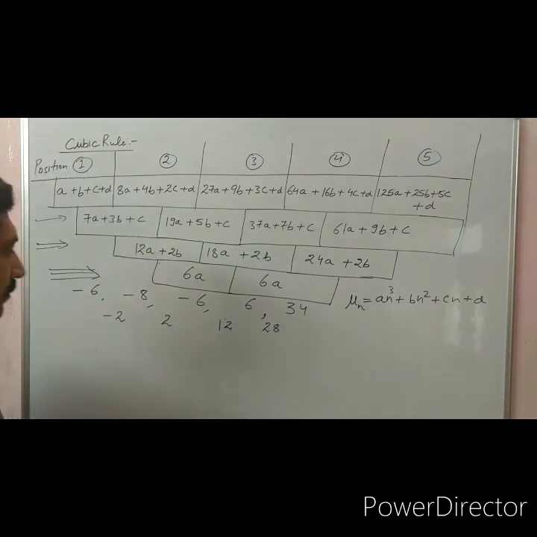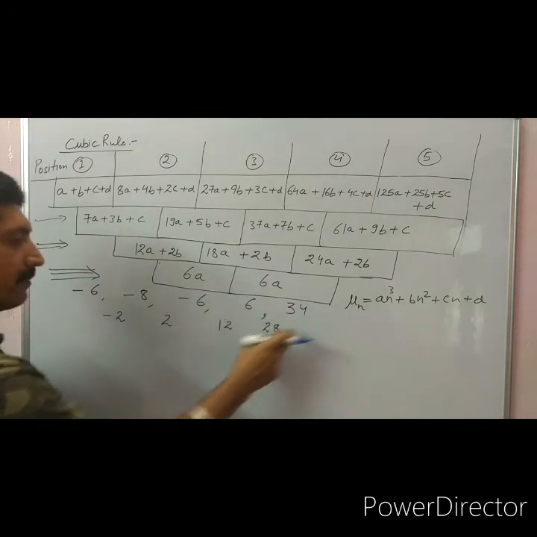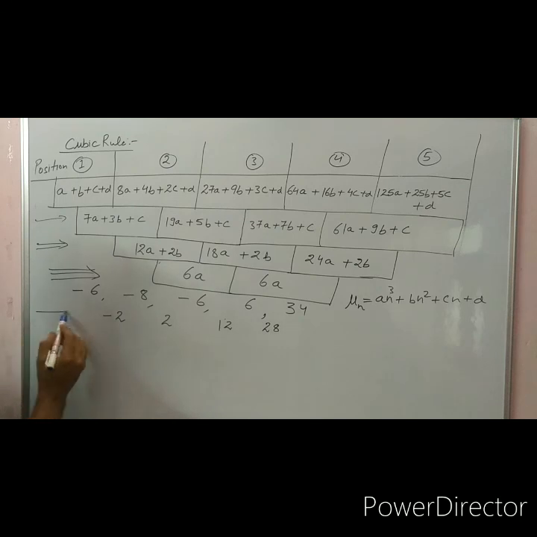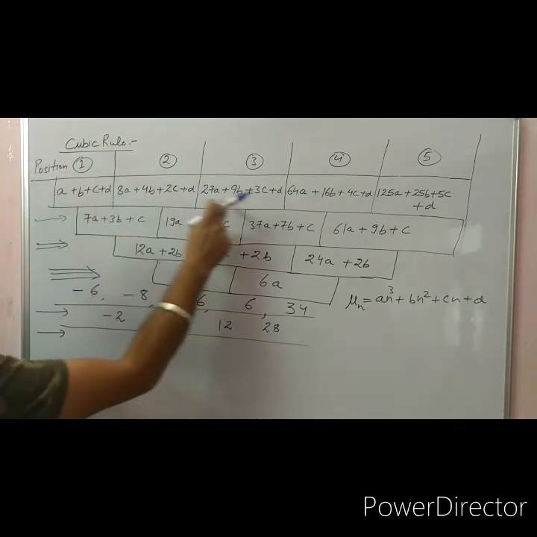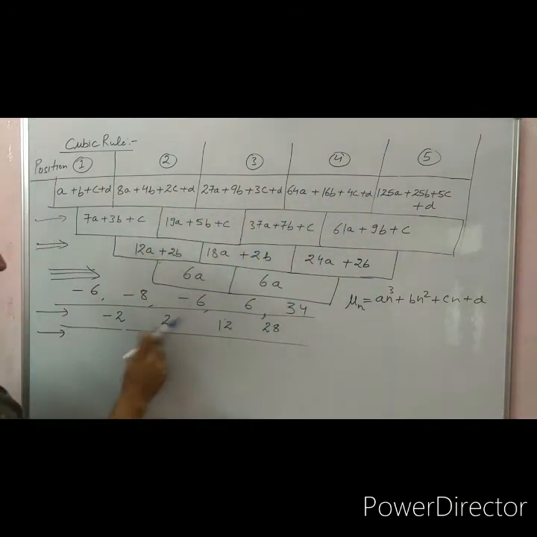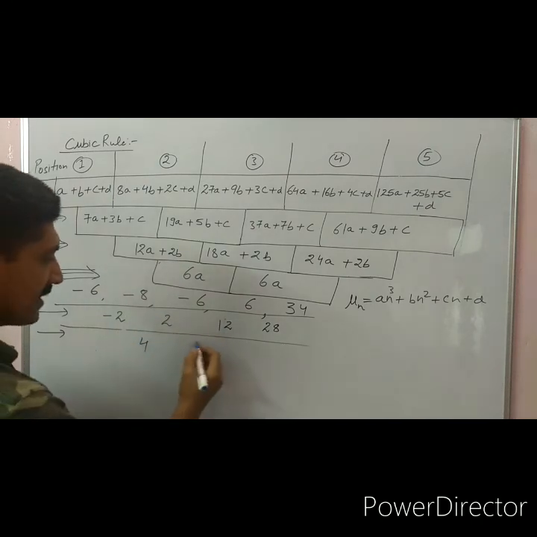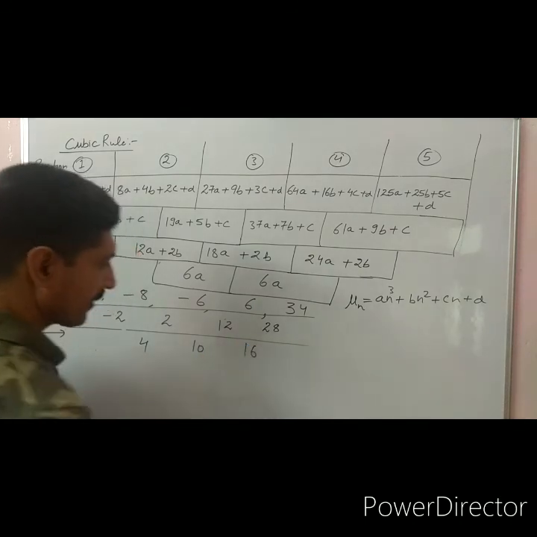Now these are the first term, second term, third term, fourth term, fifth term, and these are the first differences. Now the second difference: this is the first difference here, this is the first term, second, five terms. So we have these first differences. Now the second difference we have is 4, here this is 10, and here this is 16.